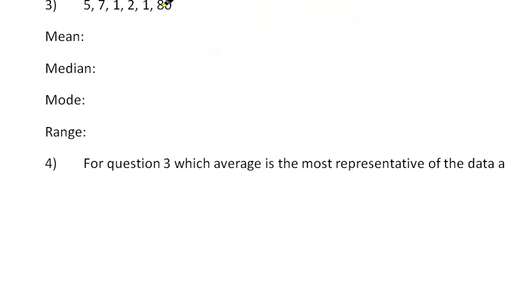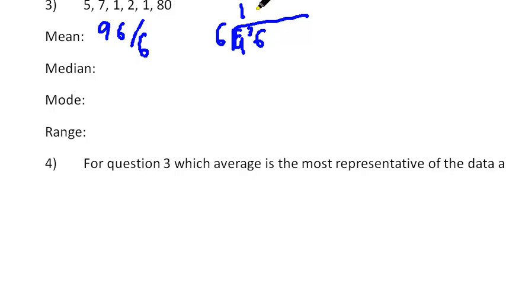The mean, again, add them all up. 96 out of 6, so how many times does 6 go into 96? Well, 6 into 9 goes once with 3 remainder. 6 into 36 goes 6 times, so that gives us a mean of 16.